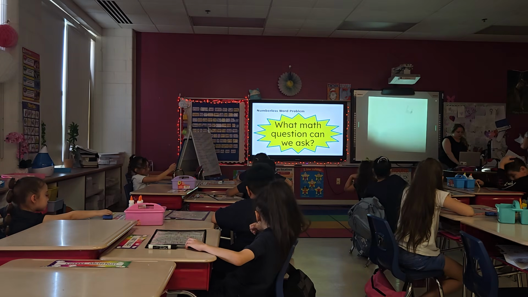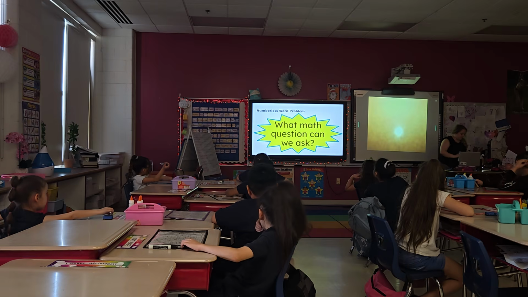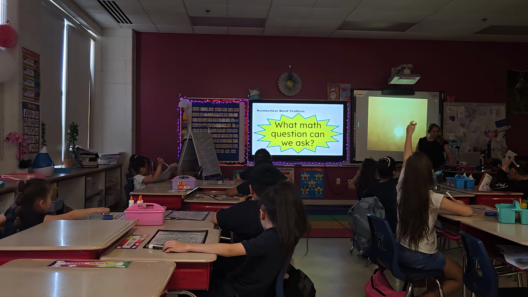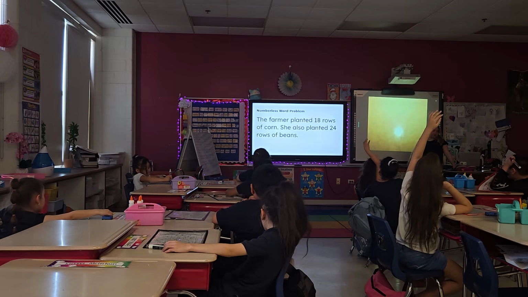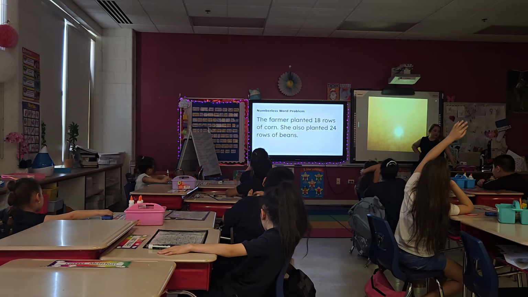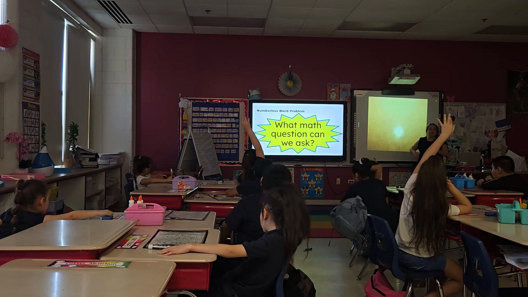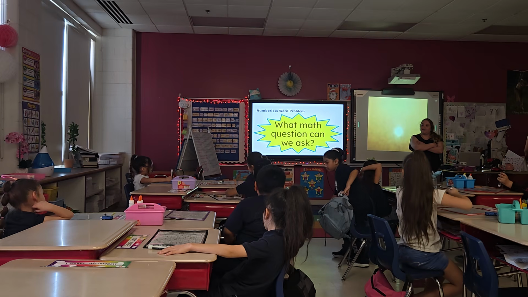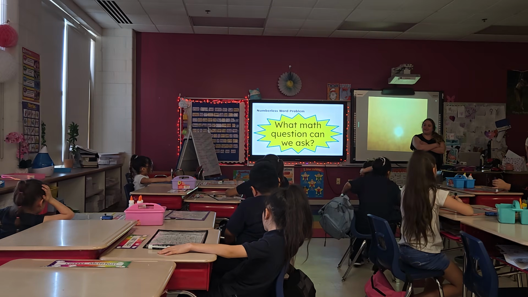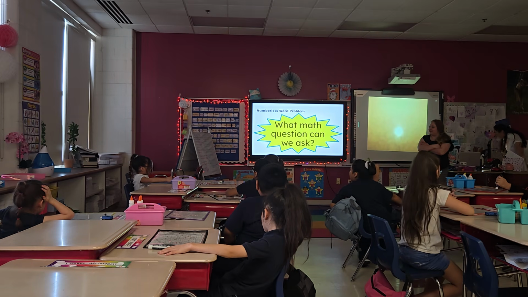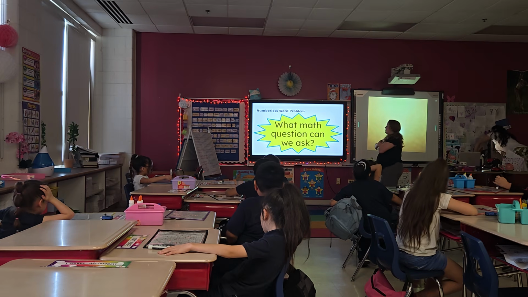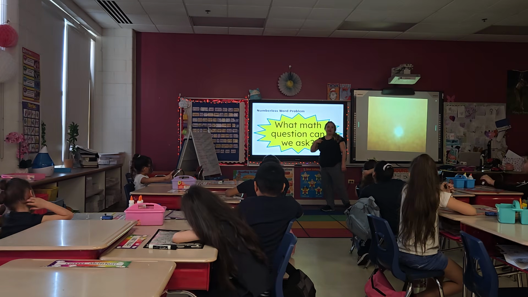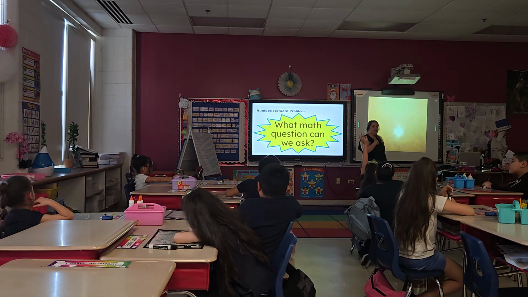Okay. So, given our math problem, what do you think is going to be our math question? The farmer planted 18 rows of corn. He also planted 24 rows of beans. What do you think is going to be our math question? Autumn? You think that's our equation, but I'm not asking for the equation, I'm asking for the question they're going to ask us. Right?